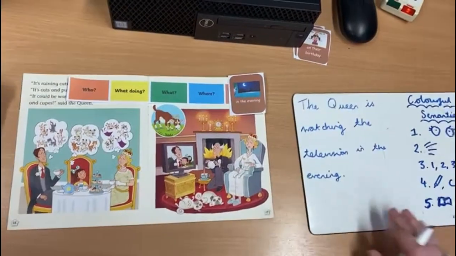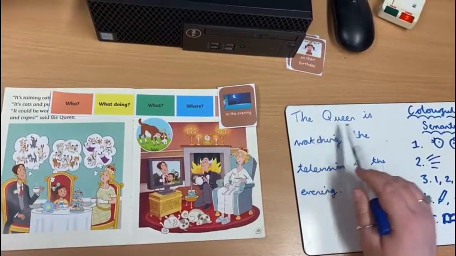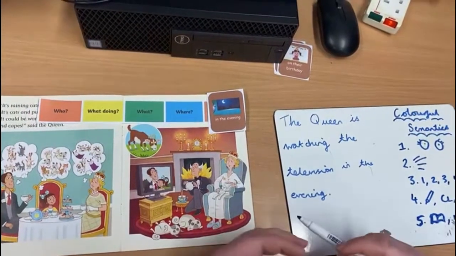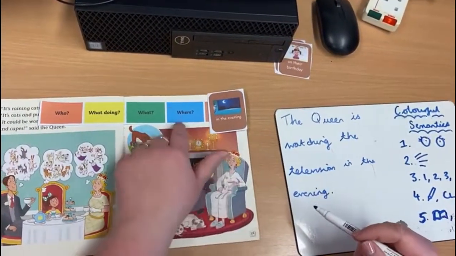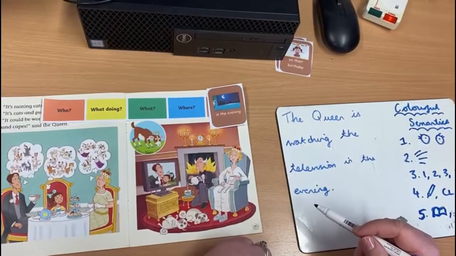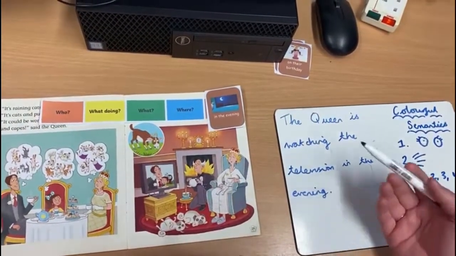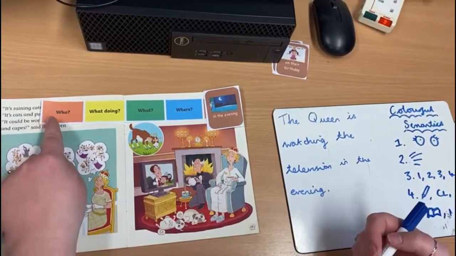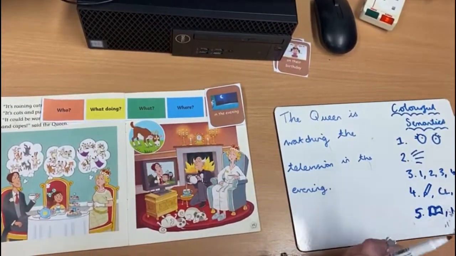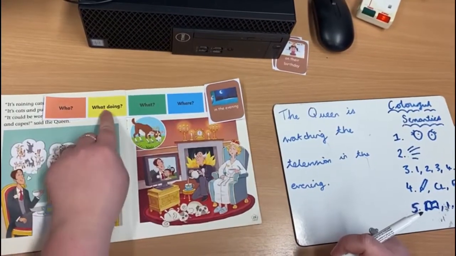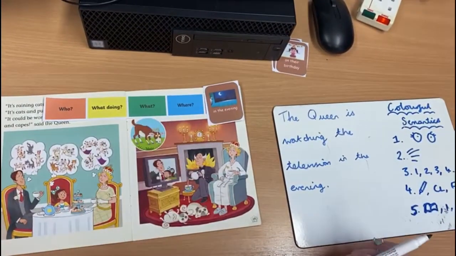And again, you might want to change it round. In the evening, the Queen is or was watching the television. So let children have a play with these cards, decide if they want to use both a where and when adverb. They might want to use a how, so quietly or interestingly, and then they can move the words around to see how they want them to fit. But to start off with, you work through the who, what doing, what, and build on from there.